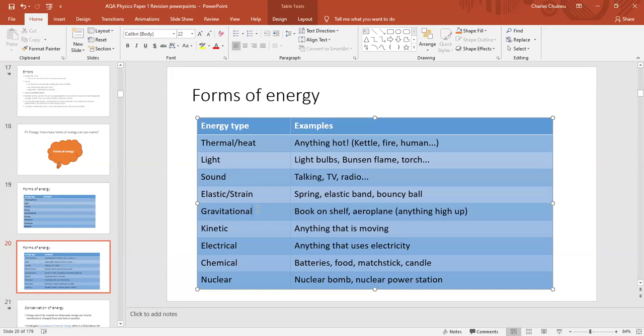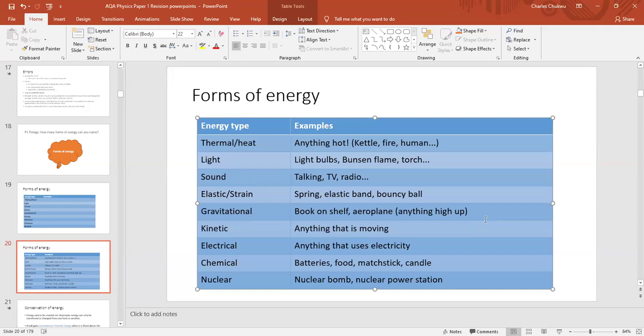In fact, let me just say it here. There's a big world of similarity, if not even exactness, between gravitational energy and potential energy. You see this word, anything high up, that suggests to you that there's a height somewhere. And what that further suggests is that the energy it has there is as a result of that height. And I told you that potential energy has to do with position. Position has to also do with height.